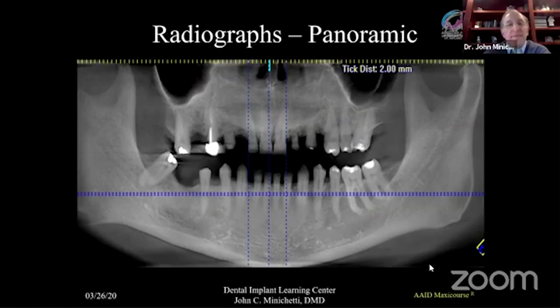Here's our panoramic view. On the panoramic view, you can see on her upper right, tooth number 3 is present, 4 is missing, 5 is the one that she refers to with the root canal, a primary tooth in the area of number 6, and then she has 7, 8, and 9. A primary tooth in the area of number 10 and 11, and then permanent teeth in 12, 13, and 14. On the lower, she has all of her teeth with the exception of number 30, which is missing.